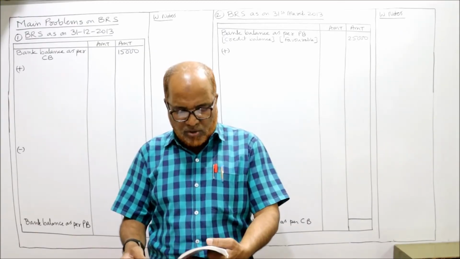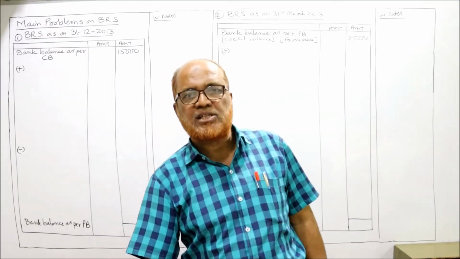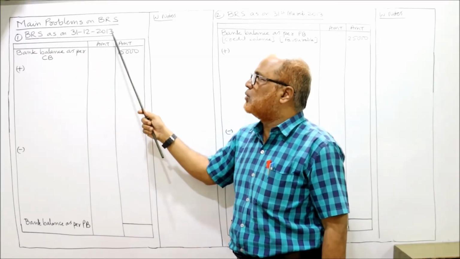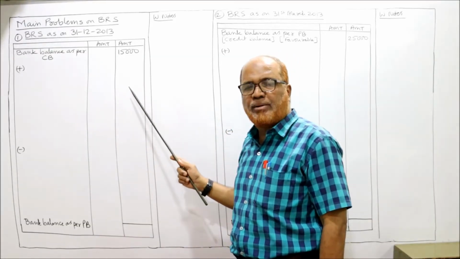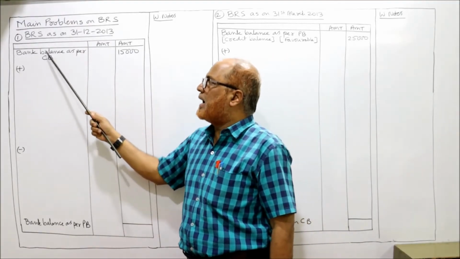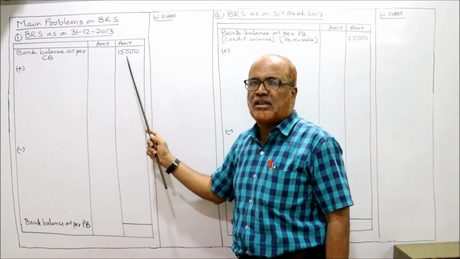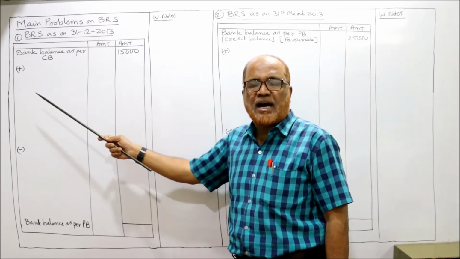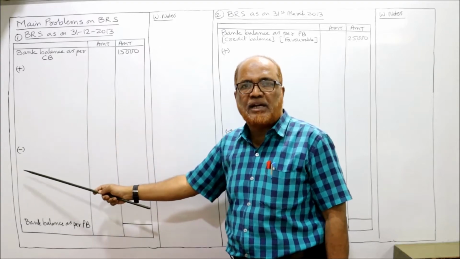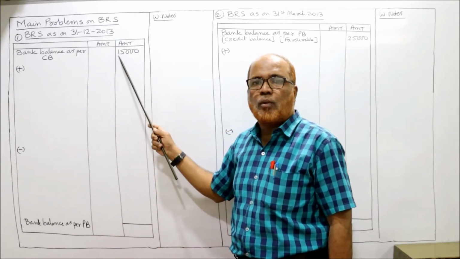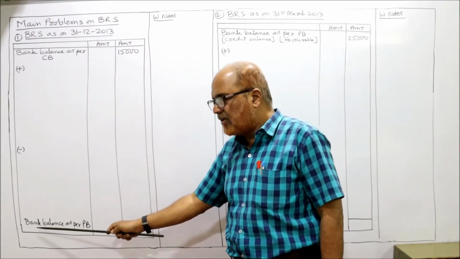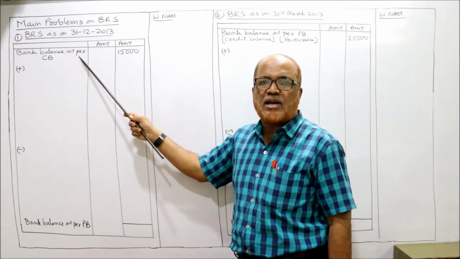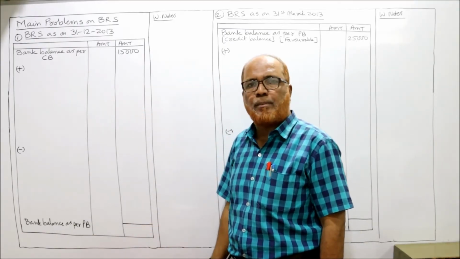Now a number of points, reasons, are given. Then the first reason was check issued but not encashed. I'll explain to you while doing the problem. See here, main problems on BRS. BRS as on 31st December 2013. 2 columns I have opened at the extreme right hand side. So first of all, I have taken bank balance as per cash book 15,000 given in the problem. Now I'll consider each and every point and decide whether that item should be added or deducted from this opening cash book balance. Then ultimately we will arrive at bank balance as per passbook. When we start with bank balance as per cash book, we end with bank balance as per passbook.